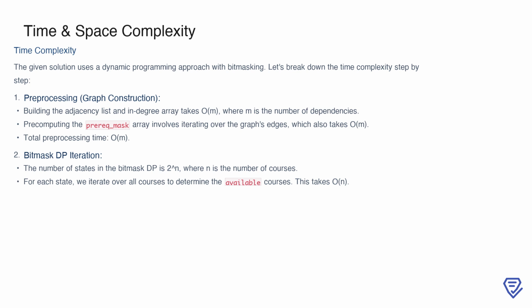Here, we represent each possible combination of completed courses as a bitmask, leading to 2^n states in total, where n is the number of courses. For each state, we examine all courses to determine which ones are available to be taken next, a step that requires n time. These two components set the foundation for our overall approach.